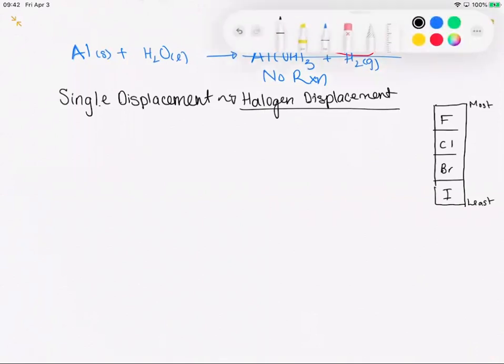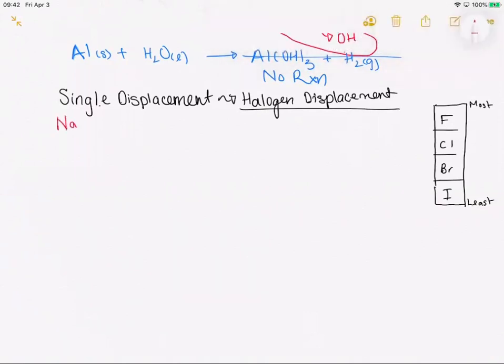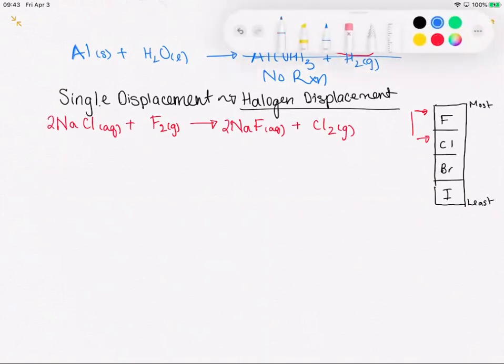So when I'm doing an example of a reaction that does proceed, I have salt. I'm going to bubble fluorine gas into that solution. Well, fluorine is higher than chlorine, and so it's able to steal the electrons from chlorine, and you're going to get sodium fluoride plus chlorine gas formed. And then again, we have to balance it out.